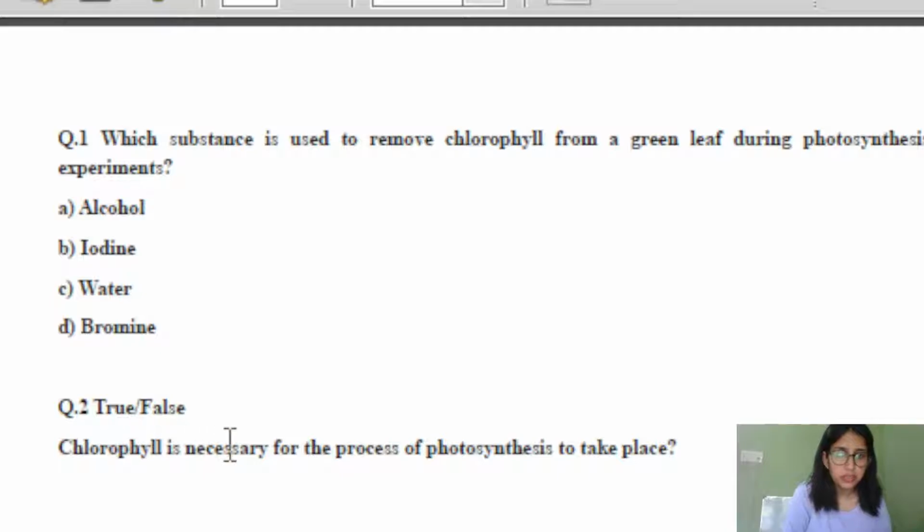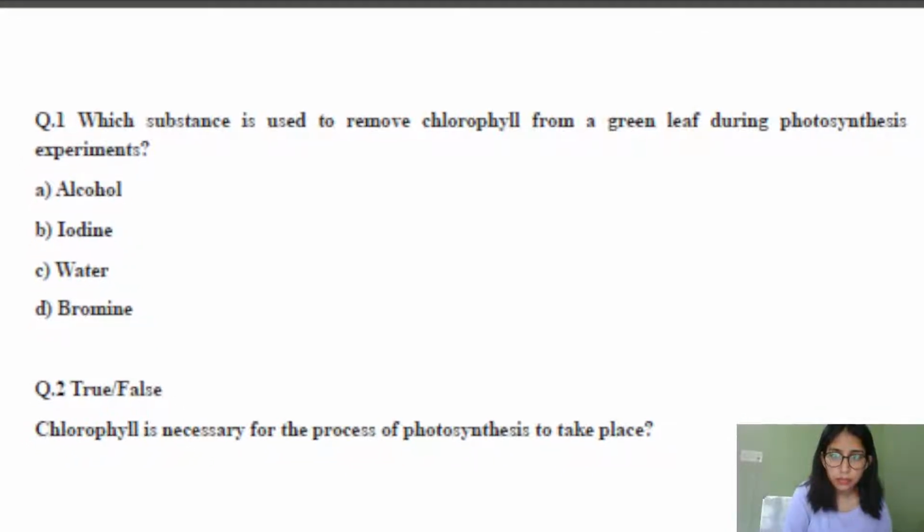Yes, now you will be answering a few questions. I'll be giving you 10 to 20 seconds to respond to this question in the comment section. By the time I'm reading this question: which substance is used to remove chlorophyll from a green leaf during a photosynthesis experiment?